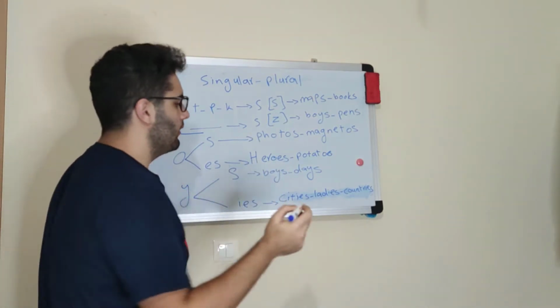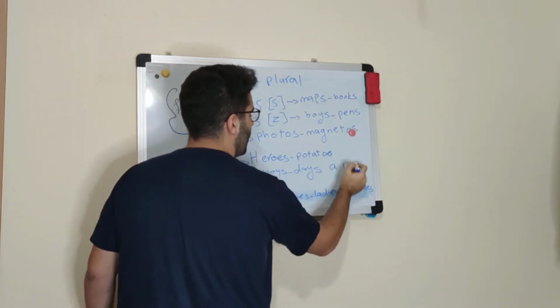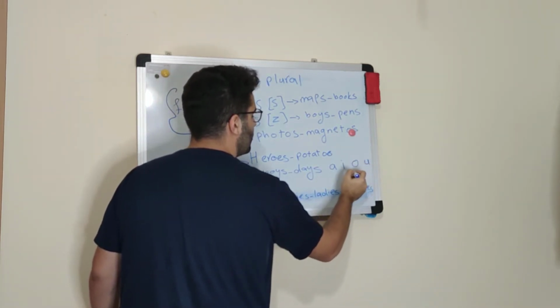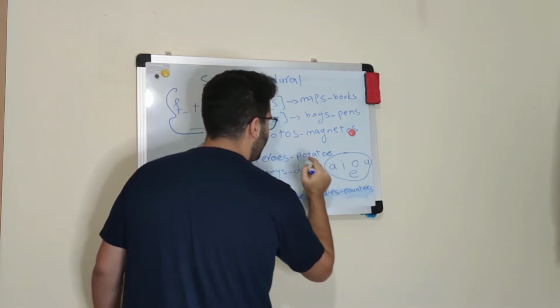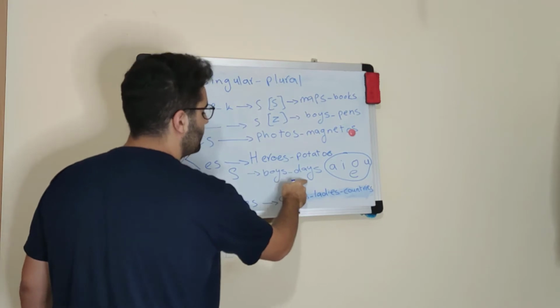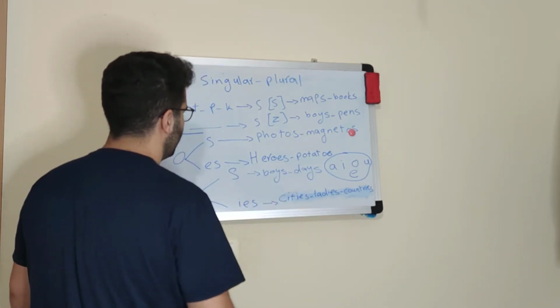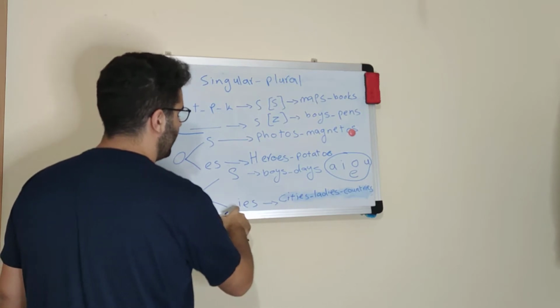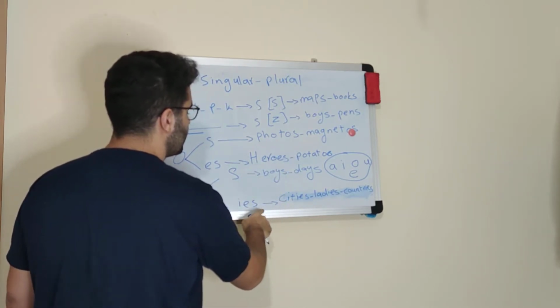What are the vowel sounds? A, I, O, U, and E. These are the vowel sounds. If we have a vowel sound before our Y, we only add an S to it. If not, we need to just eliminate the Y and add an IES to the end of it.